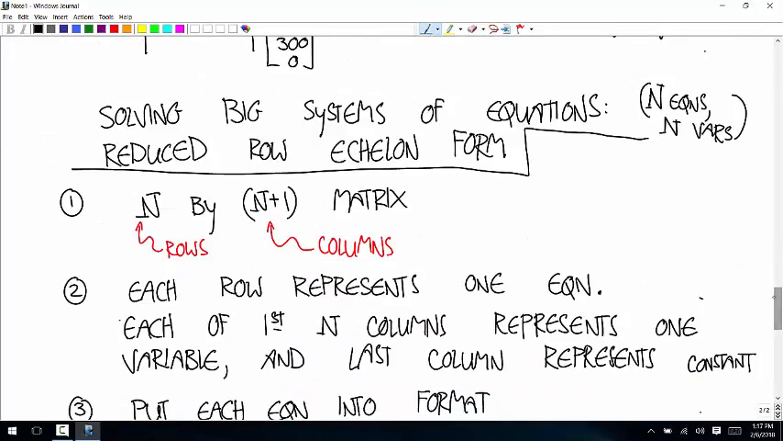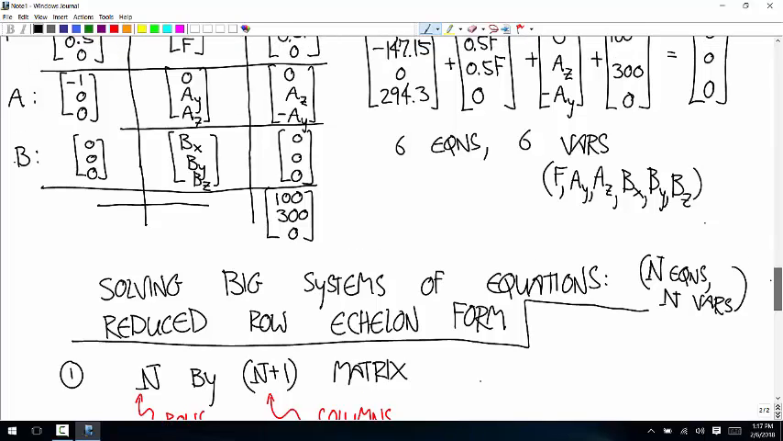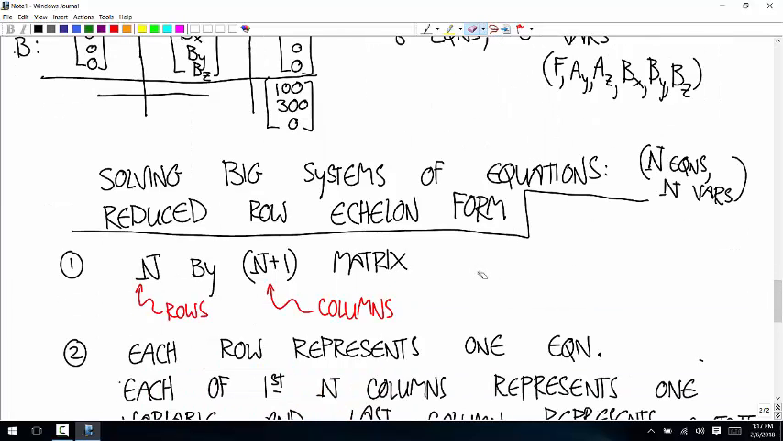All right, so the first step, we're going to make this n by n plus 1 matrix. What's n in this problem? Yep, 6. So our matrix is going to have 6 rows, 7 columns.